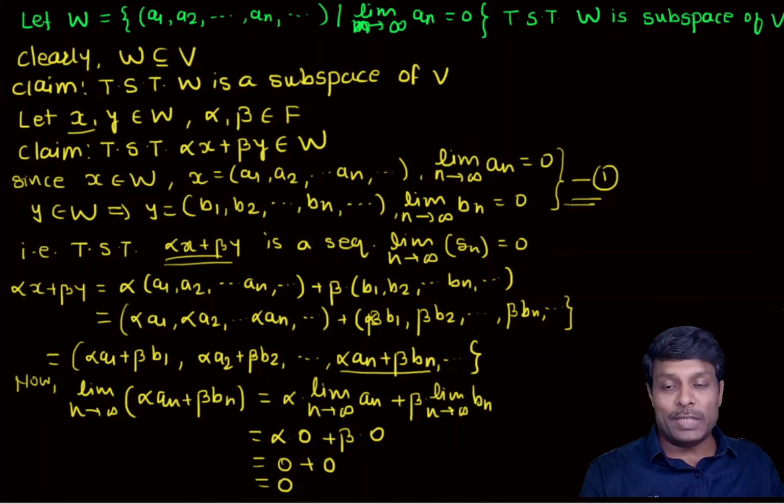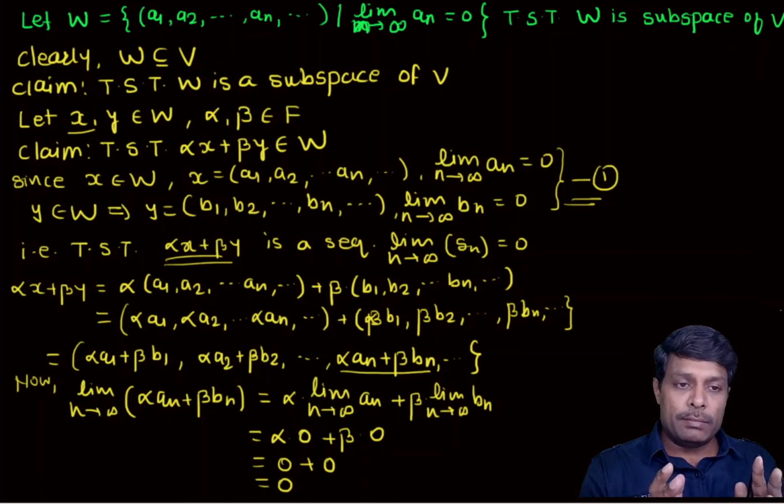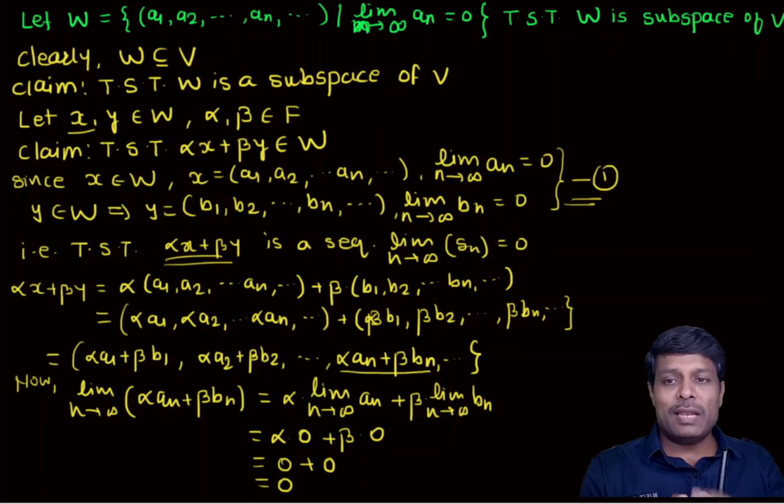So we have proved that alpha x plus beta y is an infinite sequence, as well as we have proved that the limit of its nth term is 0. Because of these conditions, alpha x plus beta y will become a member of W, and hence W and elements of W satisfy the condition of subspace. Therefore, now we can say that W is a subspace of V.